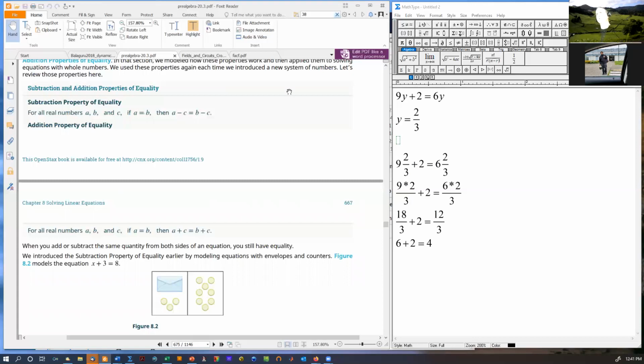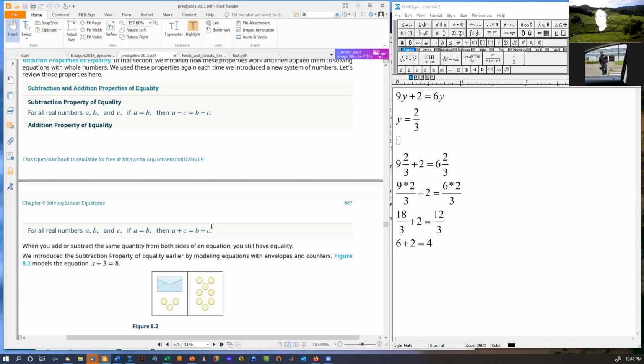Okay, so if A, B, and C are real numbers and A equals B, then A minus C equals B minus C. You can do the same thing to both sides. And it's also true that if A, B, and C are real and A equals B, then A plus C equals B plus C. So you can do the same thing to both sides of the equation and the equation remains unchanged.